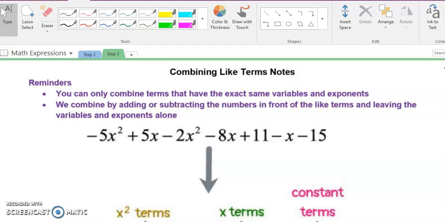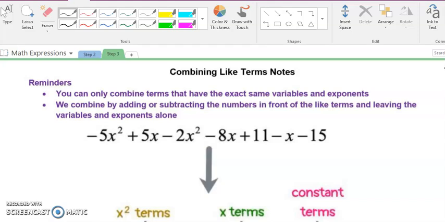The last concept or skill that we're going to learn in step 3 is combining like terms. A couple of rules, they're very important. You can only combine terms that have the exact same variables, which are the letters, and exponents, which are those small little numbers in the upper part of the term here. We combine by adding or subtracting the numbers in front of the like terms and leaving the variables and exponents alone.